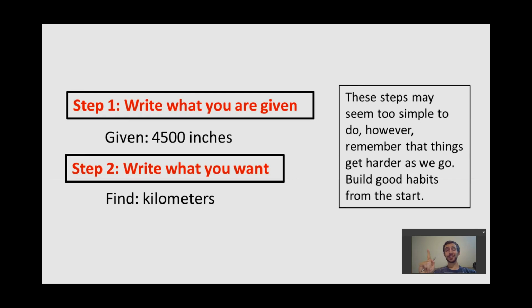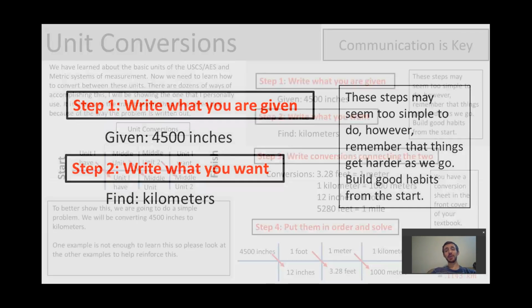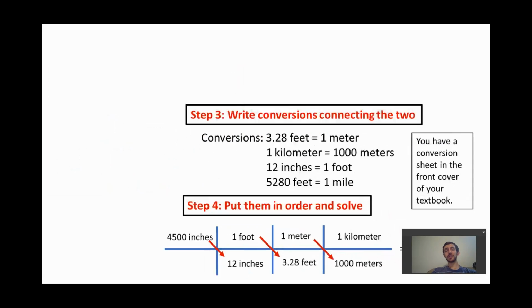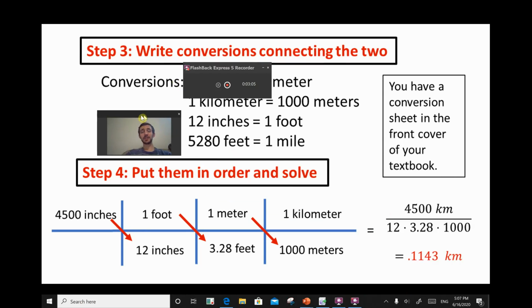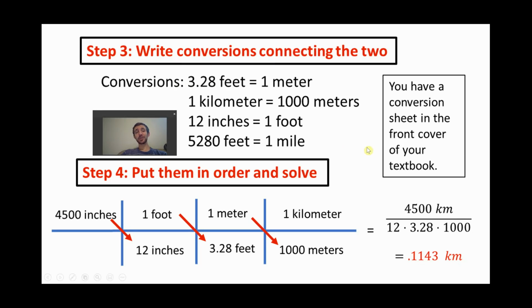Okay, so step 1, write what you were given. Given 4,500 inches. Step 2, what do you want? You want kilometers. Now, this seems super simple. You're like, this is stupid. I don't want to do this. It gets harder. You need to have good habits from the beginning. Okay, I've done that. Let's do the train track method. So, step 3, I'll write the conversions that are connecting the two. If you're not certain about what conversions you need, just go ahead and write them down. You might not need them, and that's okay.